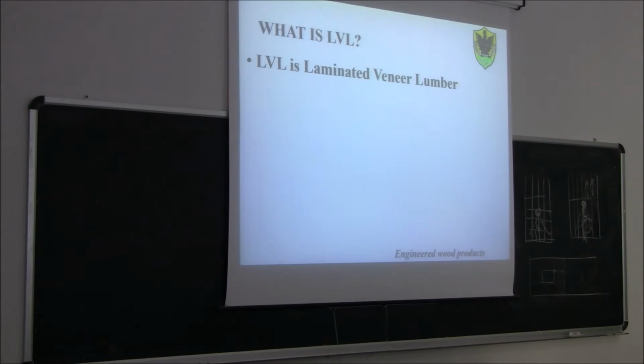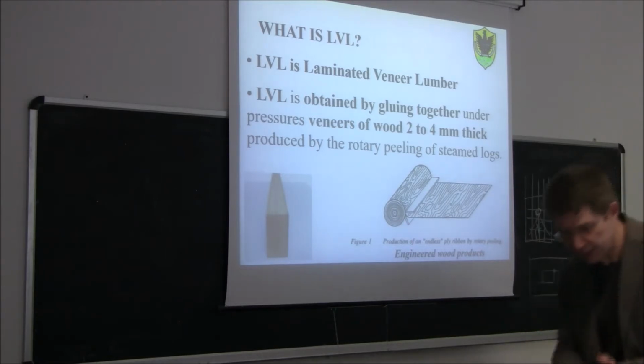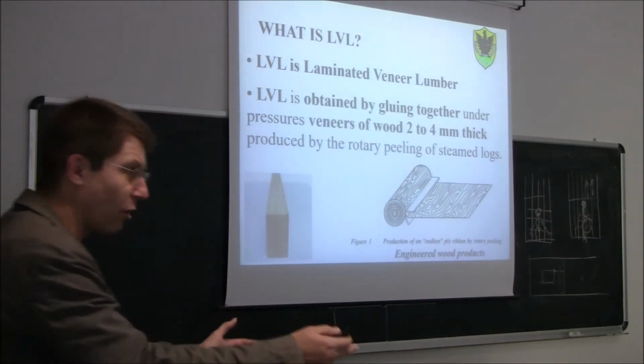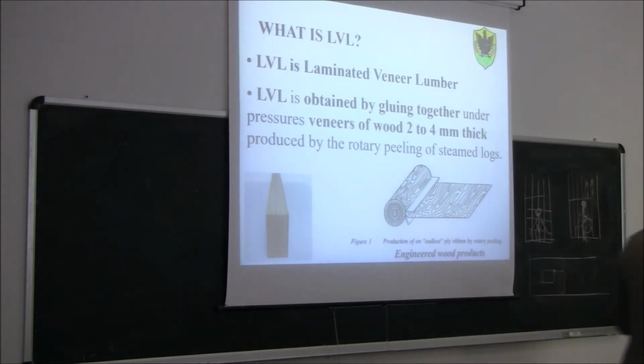So we start from LVL, laminated veneer lumber. You see the production process. You have the whole trunk. The trunk is debarked. So first of all, once we get the log, we need to get rid of the bark, scortecciato.